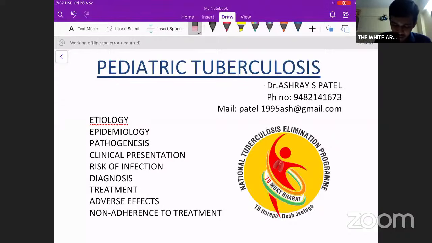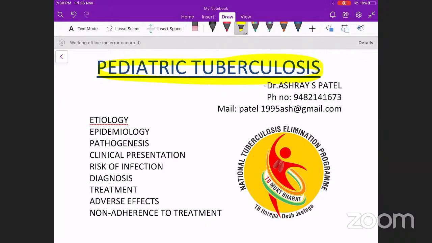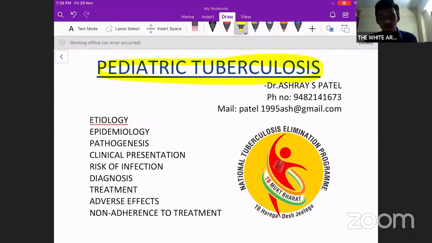Today's topic will be on pediatric tuberculosis. This is from the most recent edition of the Indian government's National Tuberculosis Elimination Program, launched in 2019-20, replacing our older program RNTCP. So whatever we discuss today will be from the NTEP guidelines 2020.